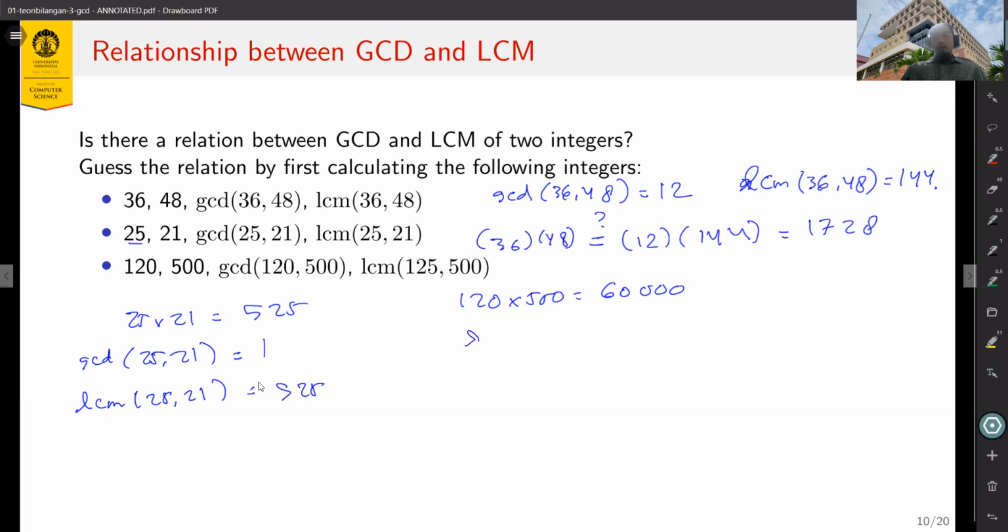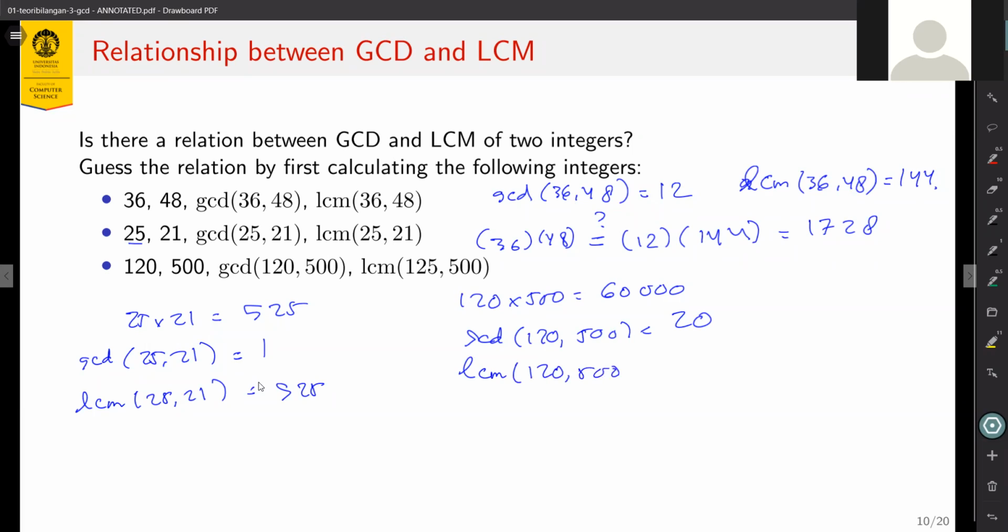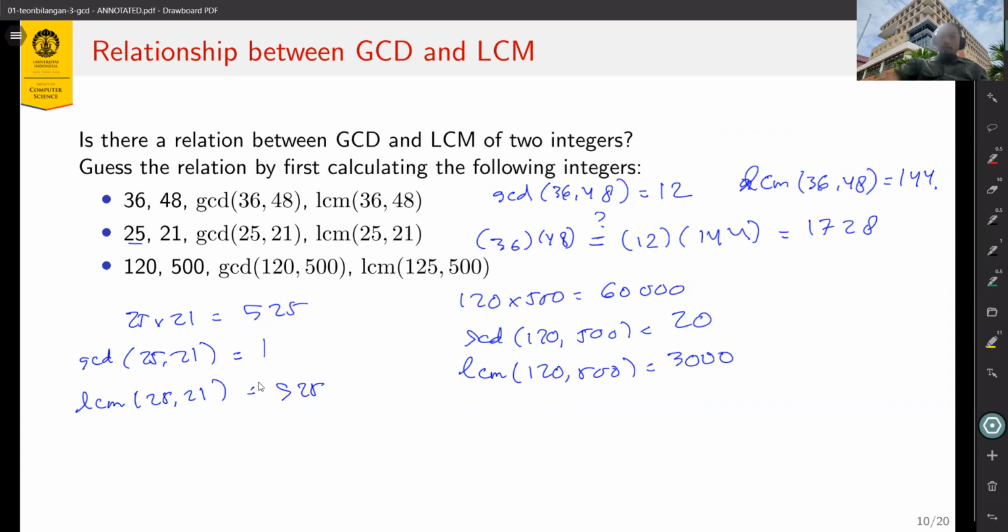And then GCD of 120 and 500 is, anybody? 20. Yeah, 20. What about the LCM? 3,000. 3,000. Is it true 3,000? Yeah, you check it, right? So you see the relationship is this.